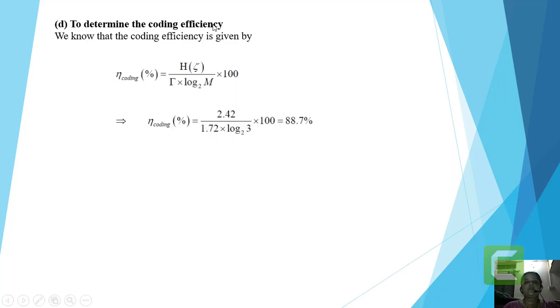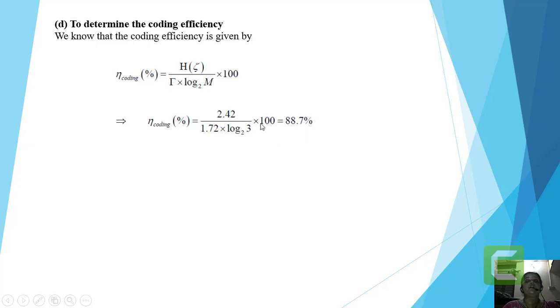Next step is calculation of coding efficiency. The equation of coding efficiency in terms of percentage is given by entropy divided by average length of code word into log of m to the base 2. We have calculated the entropy, we have calculated the average length of symbol, and the m value provided is 3, so all these values will be substituted over here.